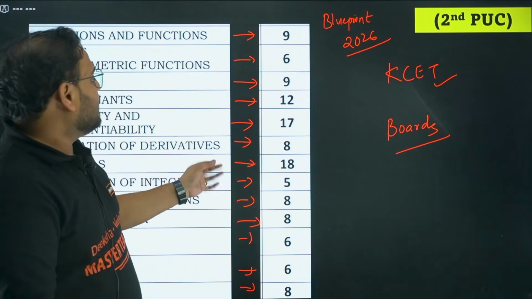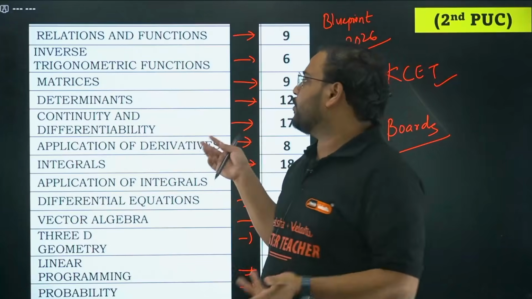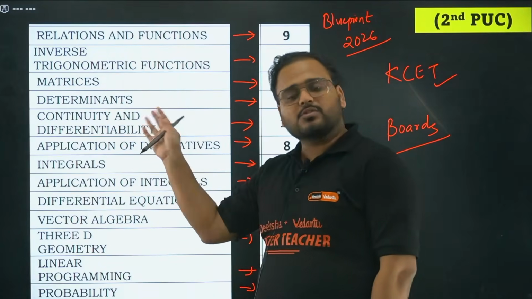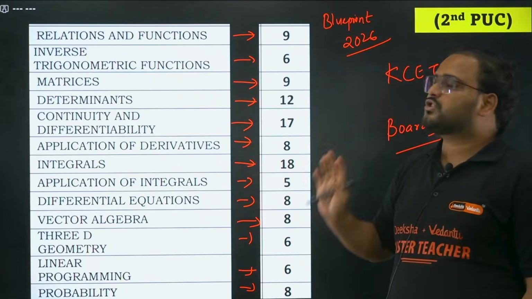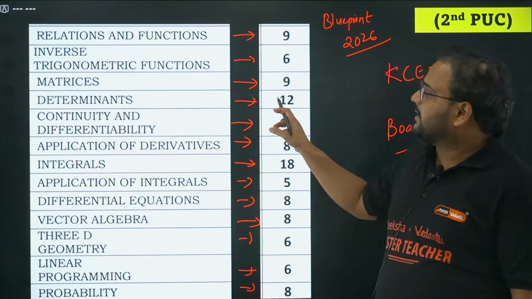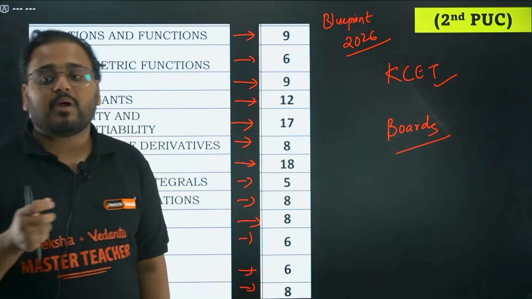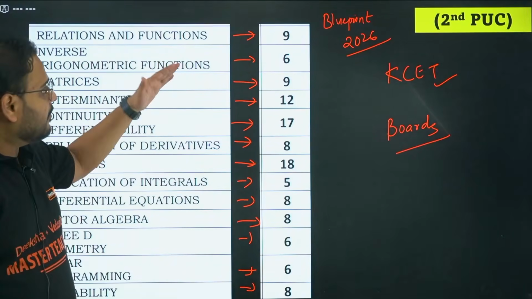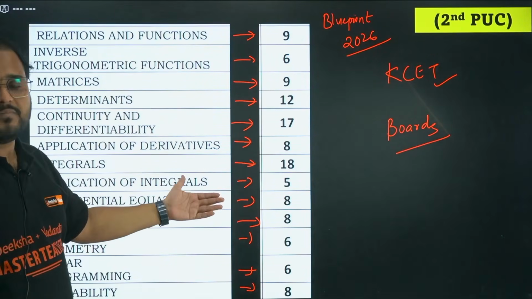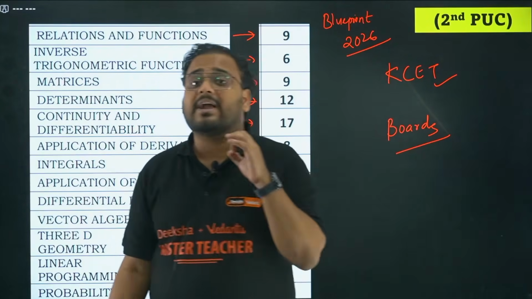Let's say you want to choose the 5 marker of integration. Of course, you don't want that. So you say you want to choose the 5 marker of determinants. You can choose that and avoid the integration question over here. So this will become simply 13, and that will be taken as 12. So you can choose what questions you want to do. But my point is, this is the weightage, the blueprint from last year. So when you are preparing for KCET, try to keep this in your mind as well.